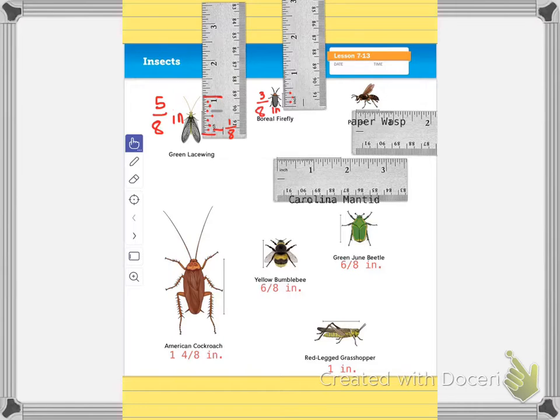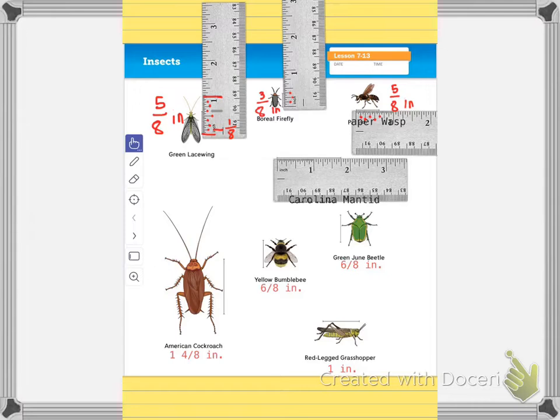Let's go to the paper wasp. Why don't you try this one on your own? I will tell you that these are our eighths again. So why don't you pause this video real quick, try to see how many eighths this wasp is, and then write that down. All right, let's check your answer. So the first dot is 1/8. Then we have 2/8, 3/8, 4/8, 5/8. The paper wasp would be 5/8 inches.